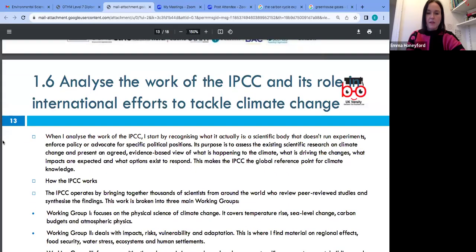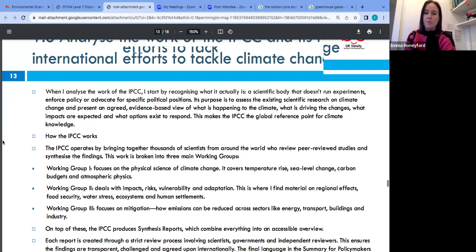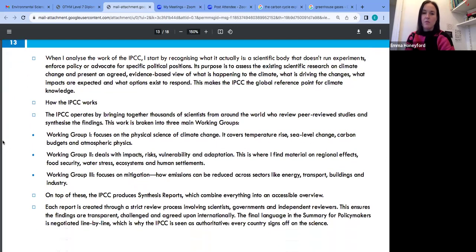So the IPCC operates by bringing together thousands of scientists from across the world who review peer-reviewed studies and synthesise the findings. The work is broken into three main working groups. So this is the structure of the IPCC: working group 1, working group 2 and working group 3. Group 1 will focus on the physical science, the actual scientific foundation of climate change. This group will cover temperature rise, sea level change, carbon budgets and atmospheric physics.